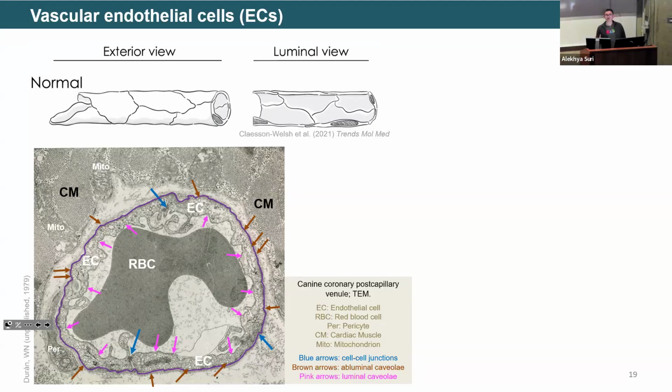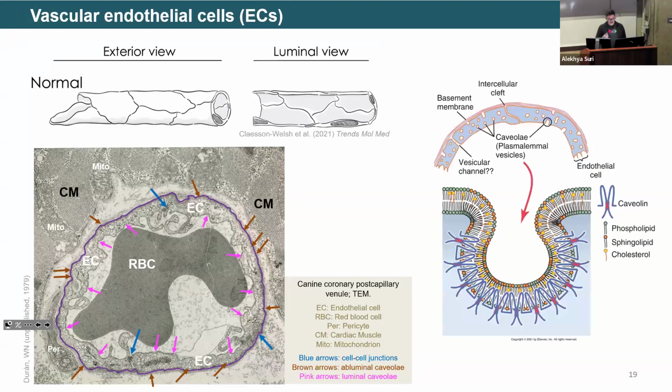The reason why I'm pointing out the caveolae is because they're a really, really important structure in the endothelial cell. The caveolae, whether it's in smooth muscle or endothelial cells, are always these invaginations of the plasma membrane that have a lot of this protein called caveolin, which is the protein that gives the caveola its shape.